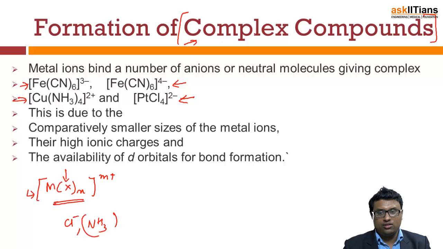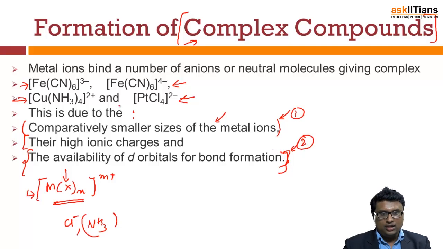What is the reason for the formation of complex compounds? This is due to a very important point again. This is due to the comparatively smaller size of the metal ions. Because of the comparatively smaller sizes of the metal ions, higher ionic charges, and the availability of d orbitals for bond formation, you can get the complex compounds. So the first point is the comparatively smaller size of the metal ions, and the second point is the availability of d orbitals for bond formation. These two important points account for the formation of complex compounds.